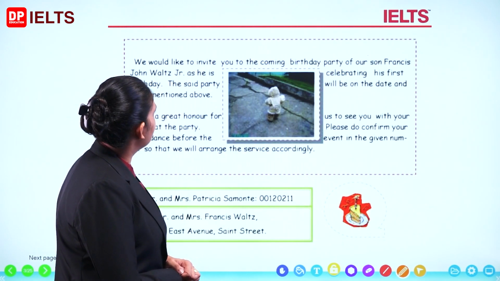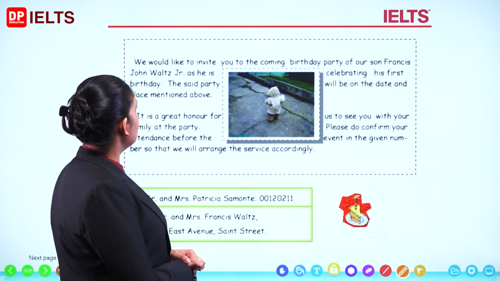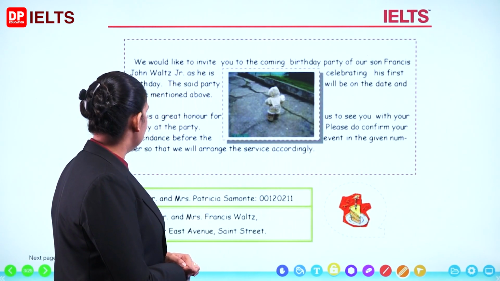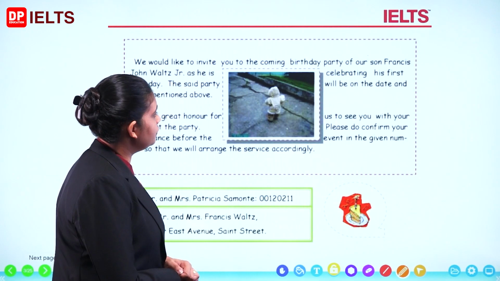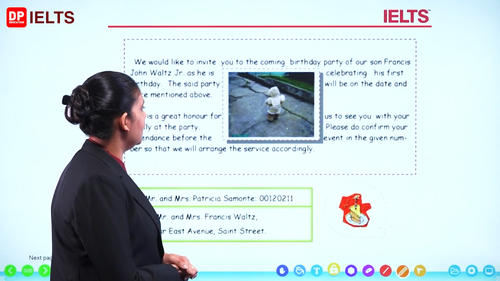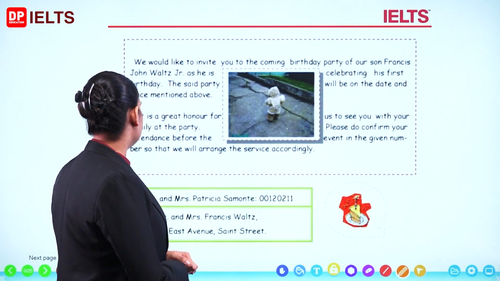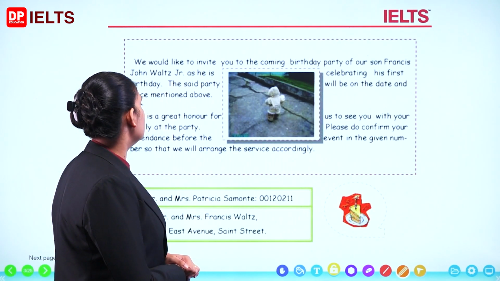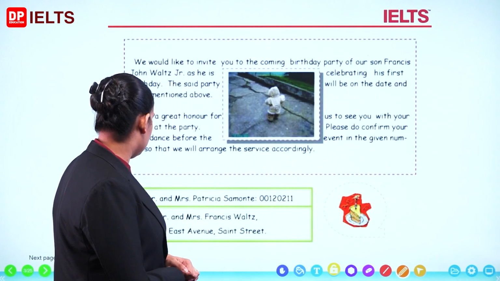They said, the said party will be conducted on the date and place mentioned above. It is a great honor for us to see you with your family at the party. Please do confirm your attendance before the event in the given number so that we will arrange the service accordingly.